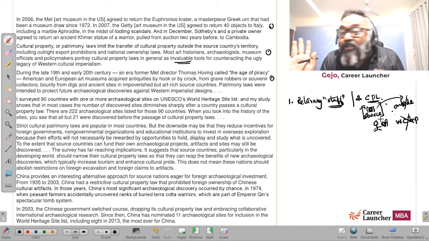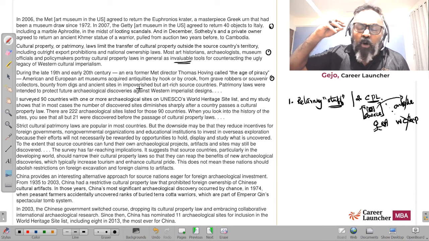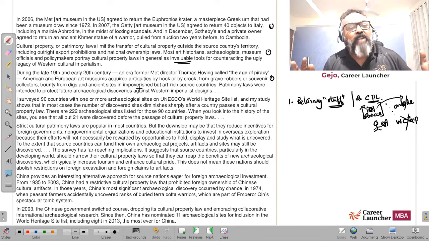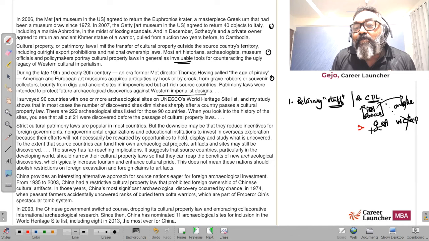Where is it going? During the late 19th and 20th century, former Met director Thomas Hoving called the Age of Piracy. American and European art museums acquired antiquities by hook or by crook, from grave robbers or souvenir collectors, bounty from digs and ancient sites in impoverished but art-rich source countries. Patrimony laws were intended to protect future archaeological discoveries. Again, Western imperialistic design. And then basically the third paragraph is sort of doubling down on what these guys were doing, by hook or crook, somehow getting it, looting it, getting it back.